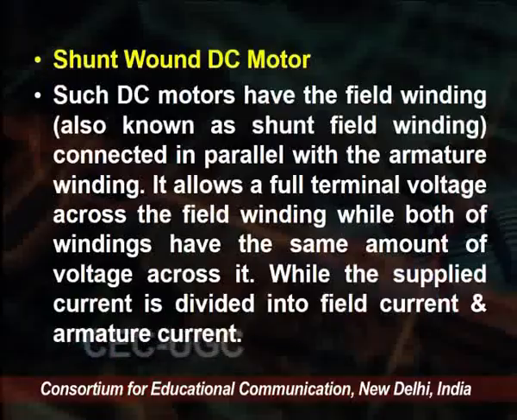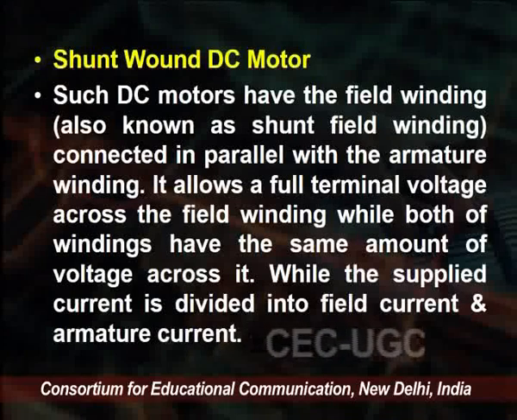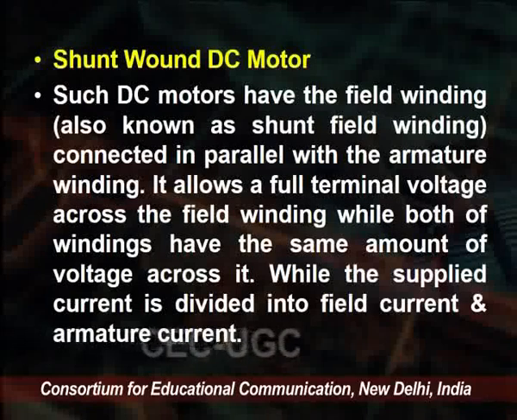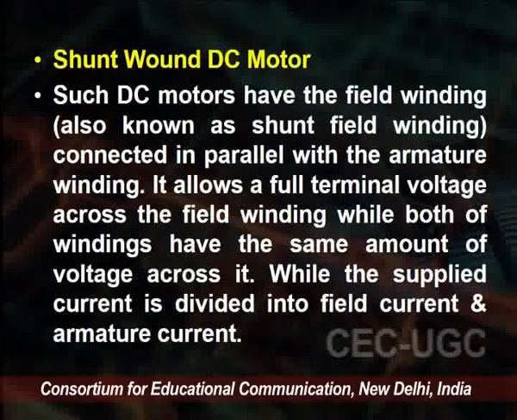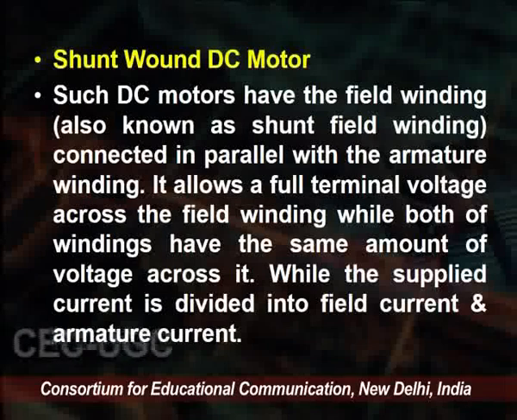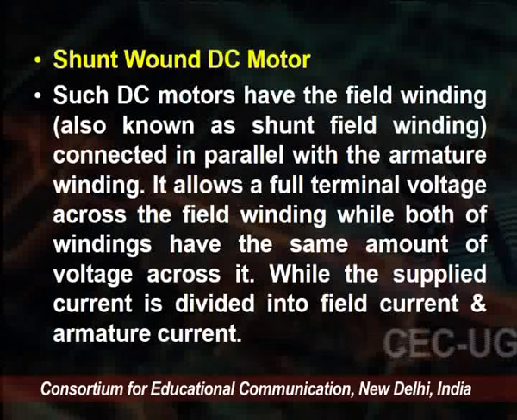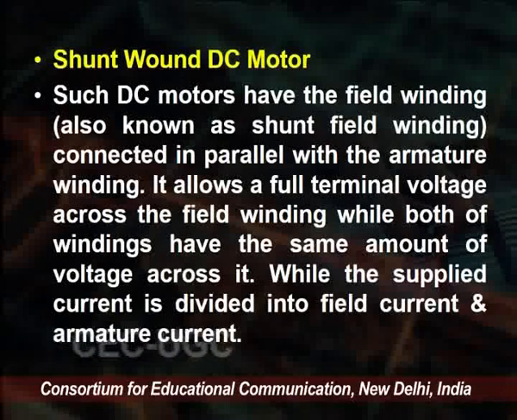Next type is the shunt wound DC motor. This type of DC motor has a field winding called the shunt field winding, which is connected in parallel with the armature winding. So it allows the full terminal voltage across the field winding, while both windings have the same amount of voltage across them. Means we are applying the same voltage, but in parallel, while the supplied current is divided into the field current and the armature current.